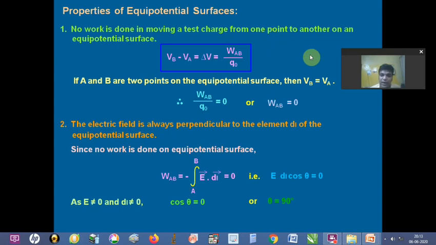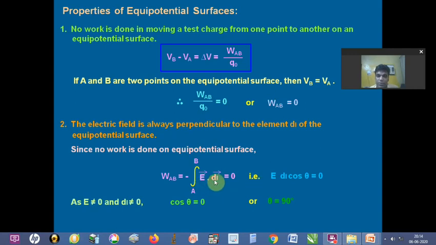This is a very important property. The electrical field is perpendicular to the element dl of the equipotential surface. For example, if this work done is equal to 0, the work done can be represented as the line integral from point A to B of the E vector dot dl vector.